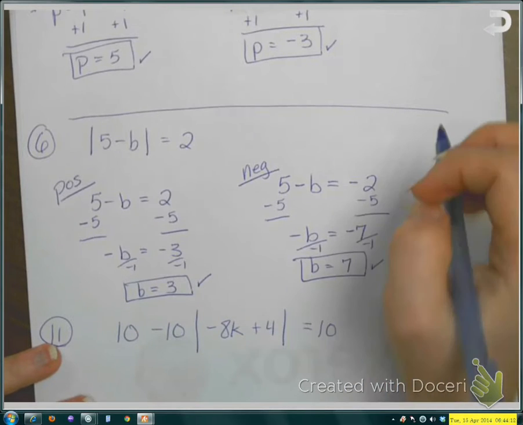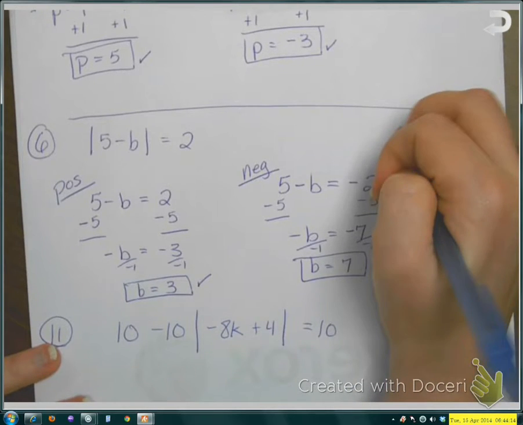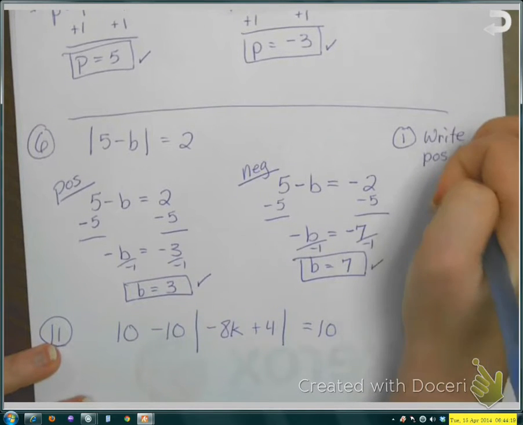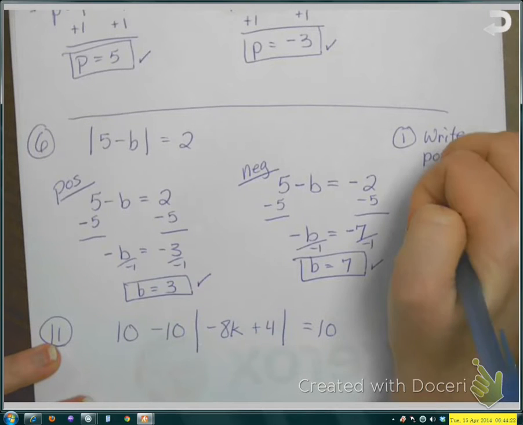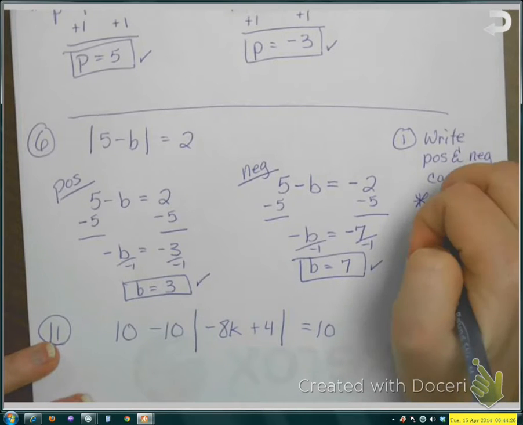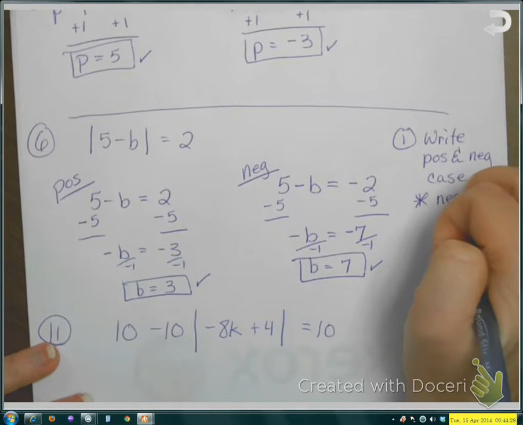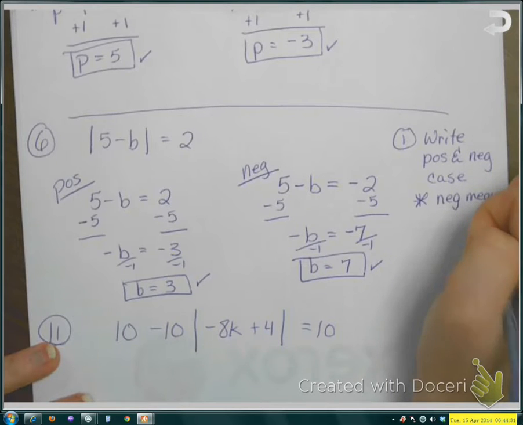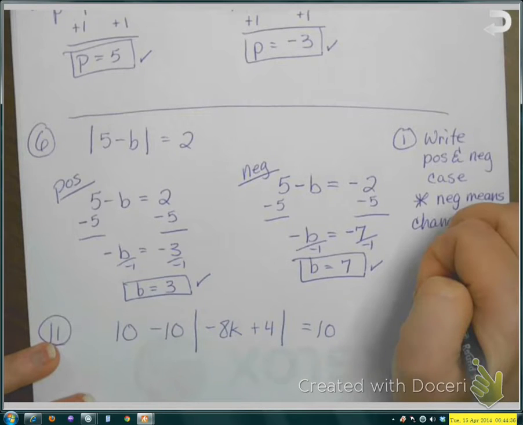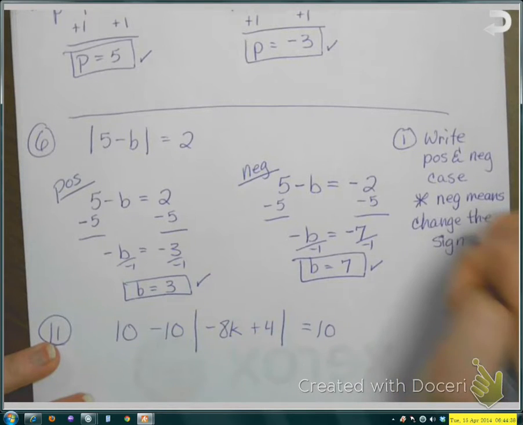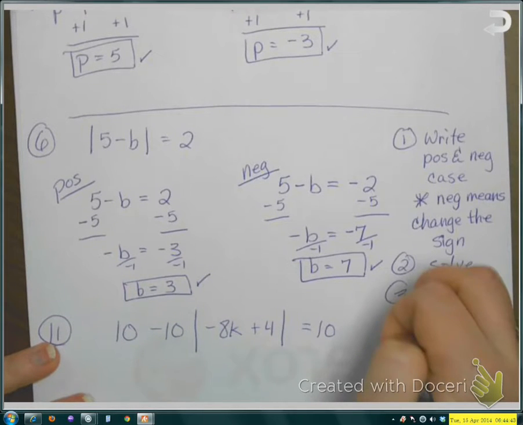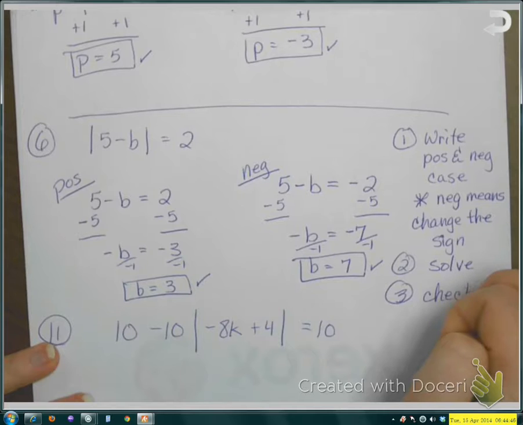So let's pause for a second and write down our steps. Step 1 is to write the positive and negative case. And here's where we get to do a little star. Negative means that you change the sign. Must change the sign of the other side. Step 2 is you simply solve it, not a big deal. Step 3 is to check your answer.